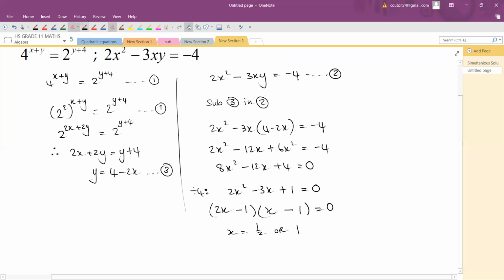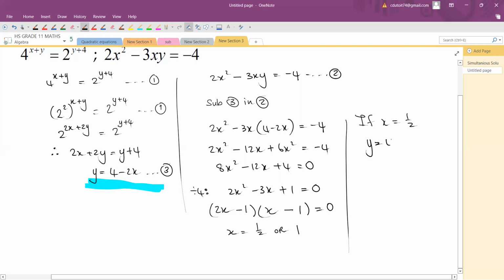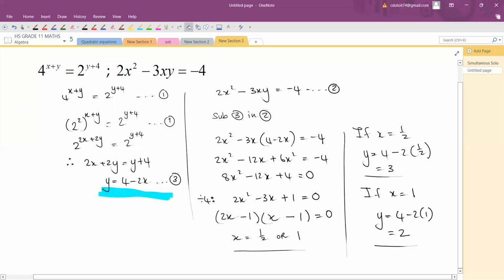Okay, now I've got two values for x. So now I'm going to say if x equals half, then there's my equation to get y. Then y equals 4 minus 2 times a half, and that is 3. If x equals 1, then y equals 4 minus 2 times 1, and that is 2. So there's my values for y, and there's my x values. Okay. Yeah. So I want to look at that first example again.